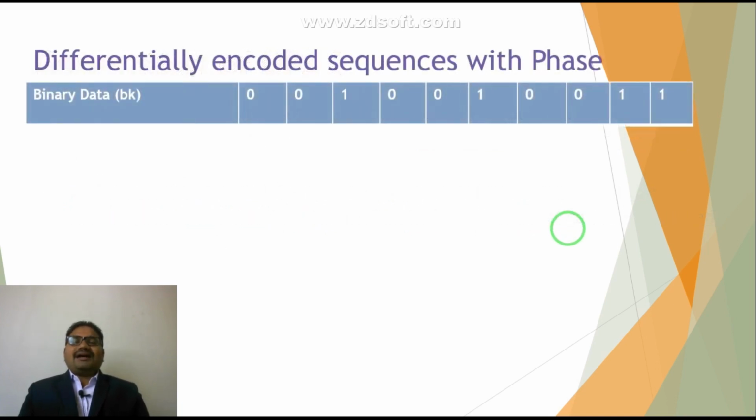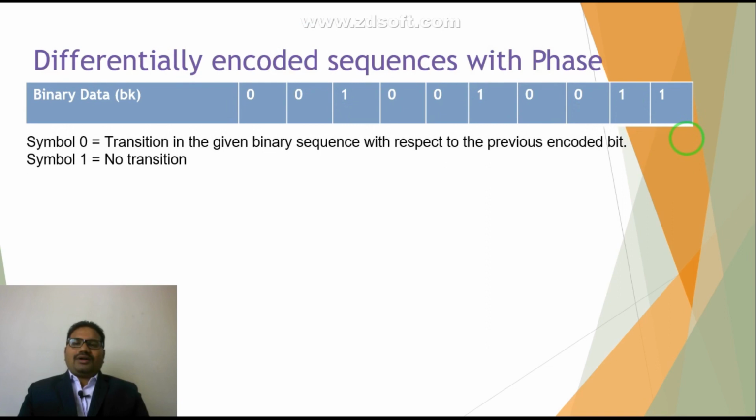Now let's understand this concept. So we are assuming that this is binary data, that is B of k, which is nothing but one of the inputs to the encoder. So we are taking the input as 0 0 1 0 0 1 0 0 1 1.